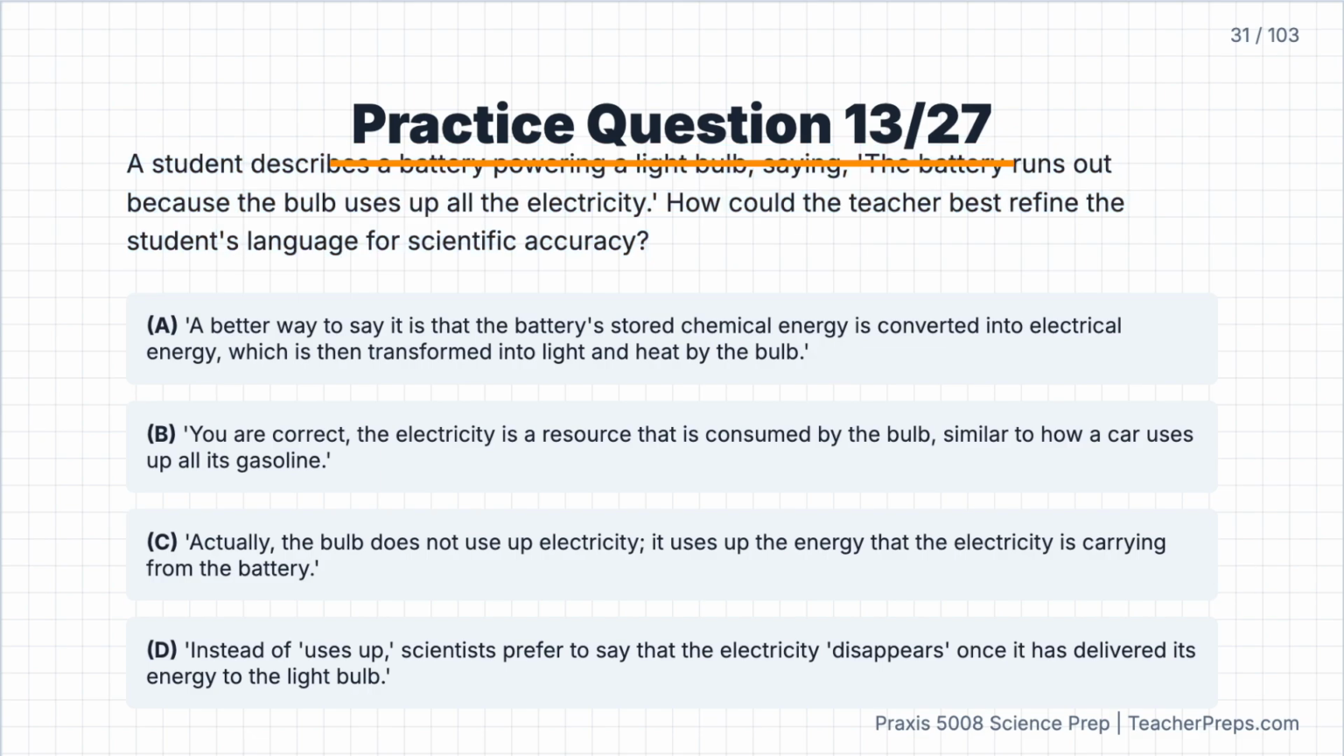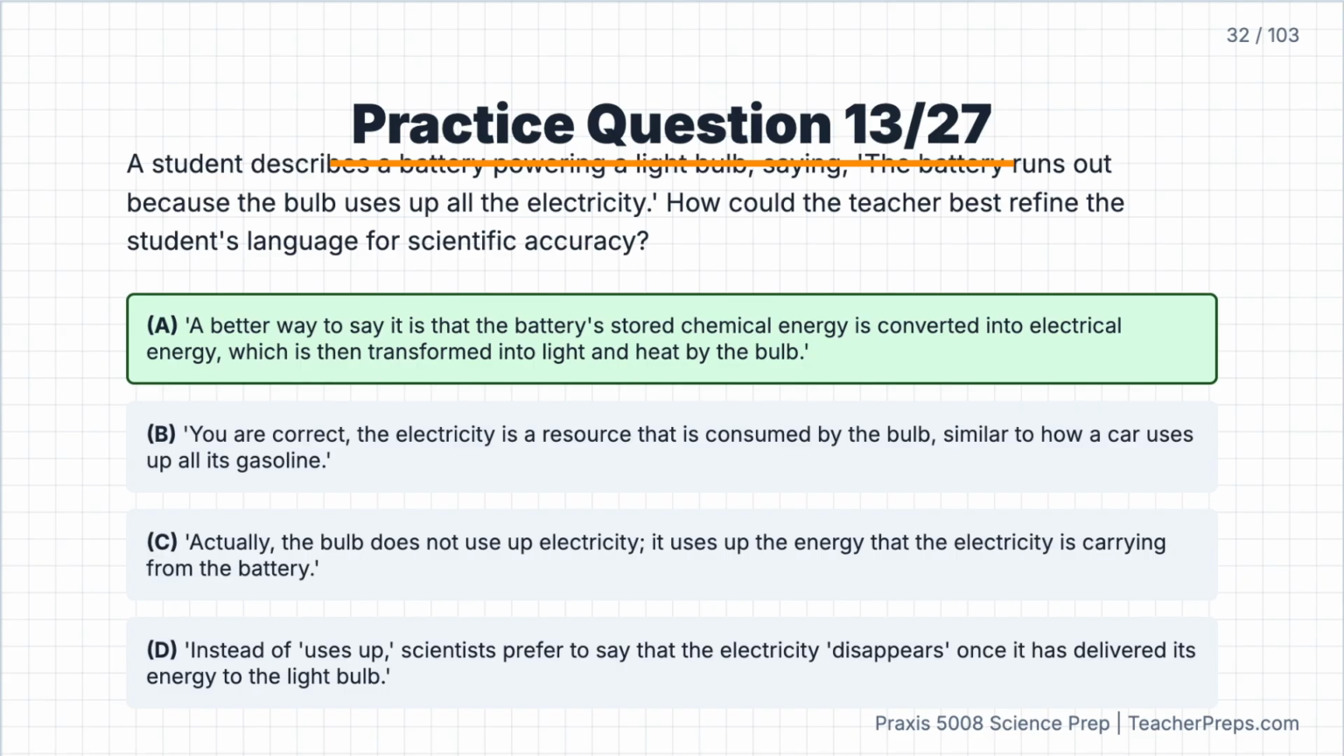All right, for question number 13, we're going to go with answer option A. This response corrects the misconception that energy or electricity is "used up," and it accurately reflects the law of conservation of energy by describing the process as a series of energy transformations from one to another. That's chemical to electrical to light or heat.